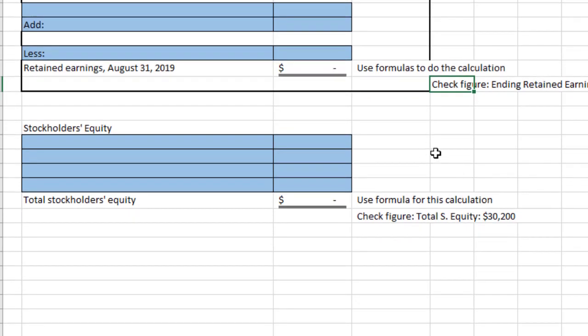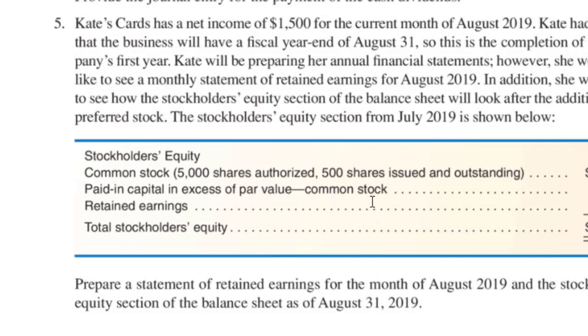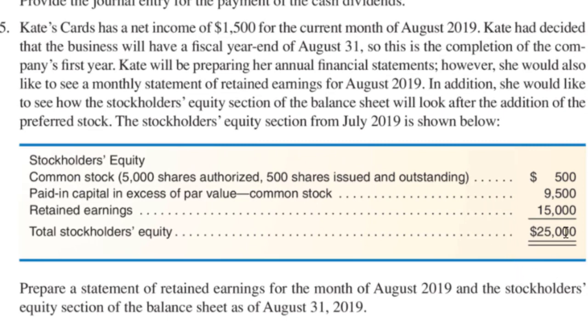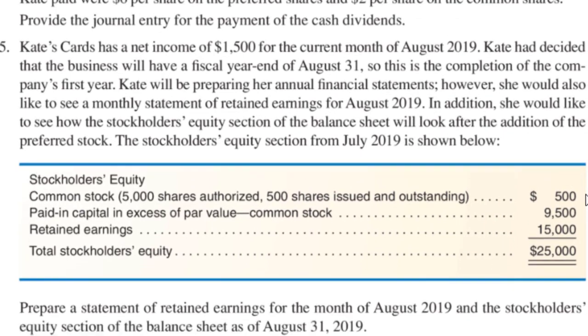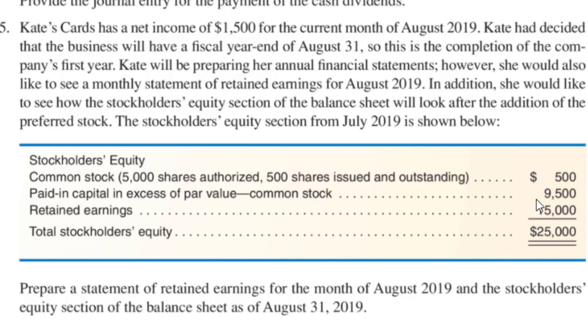And then finally we have the stockholders' equity. What would the new stockholders' equity be? The stockholders' equity is going to include the value of the stocks, preferred, common, whatever, as well as the new amount of retained earnings. So we have the information from the previous month, and we just need to add any new information to roll that equity forward for August.